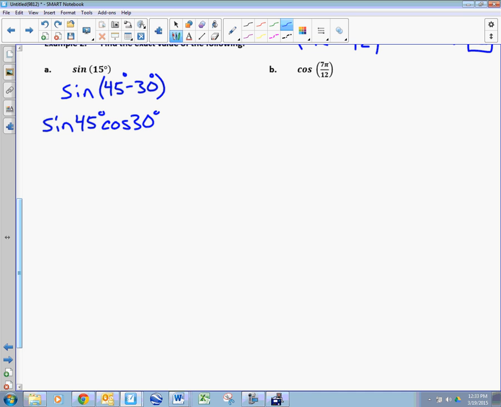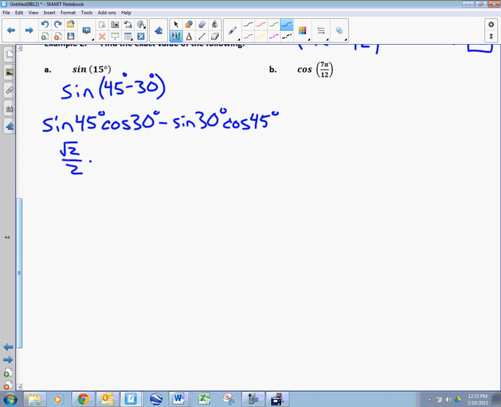Cosine of 30, minus or plus? Minus sine of 30 cosine of 45. I have exact values for all of these. They're on my unit circle sheet, and you know them because you know how to find terminal points of these angles. What is the sine of 45?